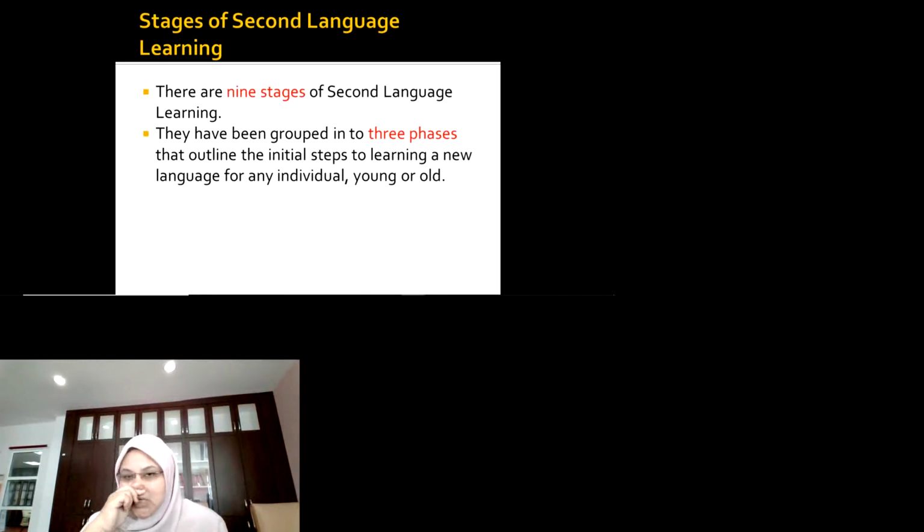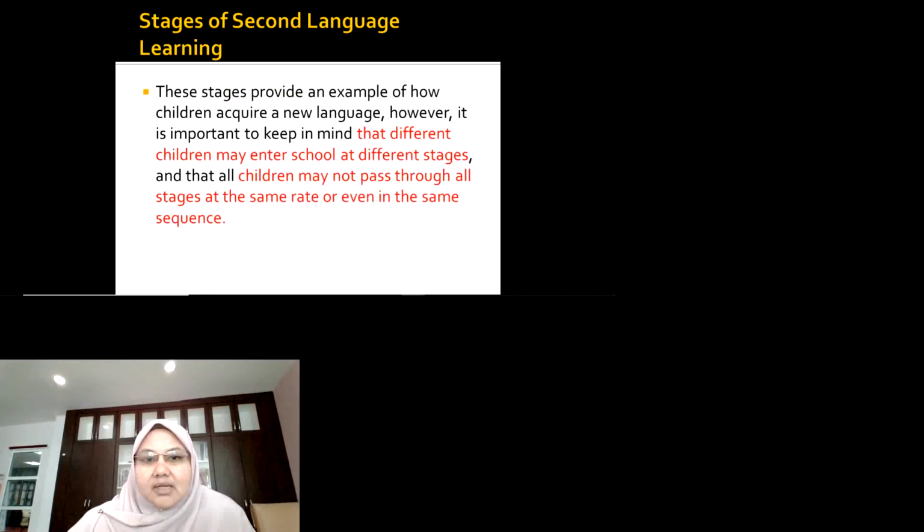Even though there are some adults who learn English at a later age, for example when they are in secondary school, or maybe in university and so on, they will also go through the same stages. These 9 stages have been grouped into 3 phases, so it's easier for you to remember. These stages provide an example of how children acquire a new language.